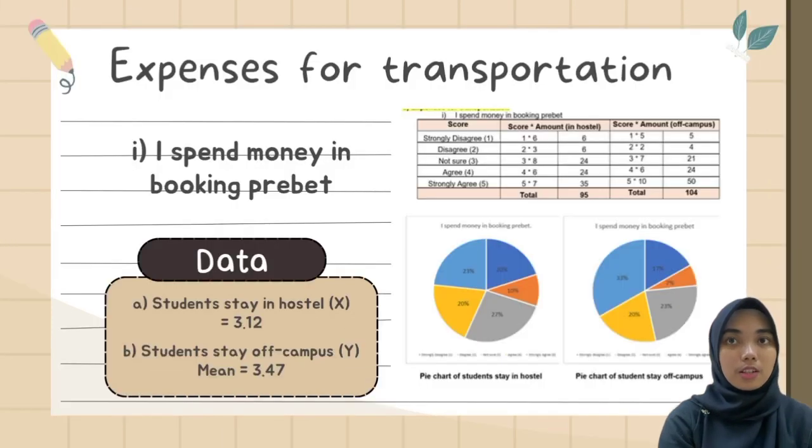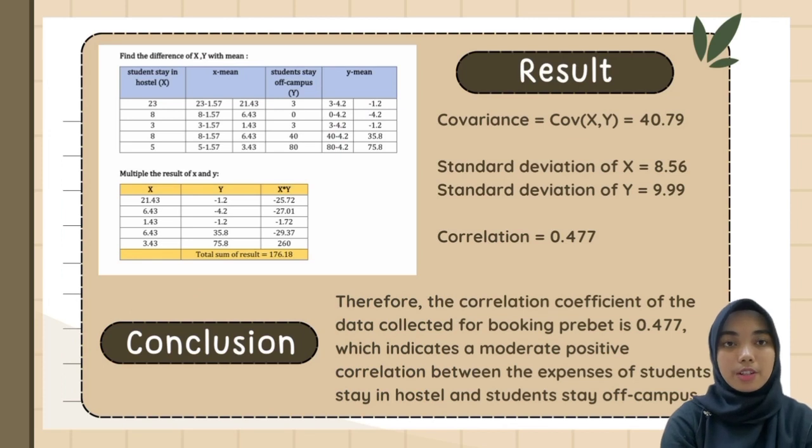Next is the expenses for transportation. First question is I spend money in booking private bed. This is the table and the pie chart. For the data, the mean of students who stay in hostel X is 3.12 and the mean for students who stay off campus Y is 3.47. For the result, the covariance of X and Y is 0.79, the standard deviation of X is 8.56 and the standard deviation of Y is 9.99.